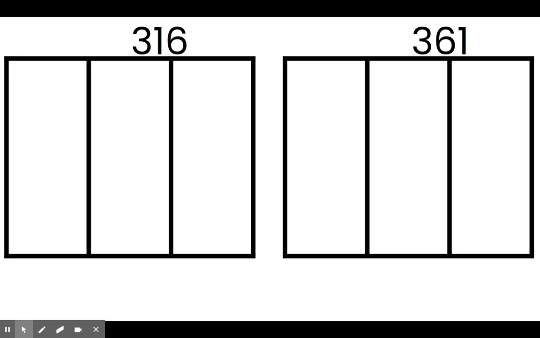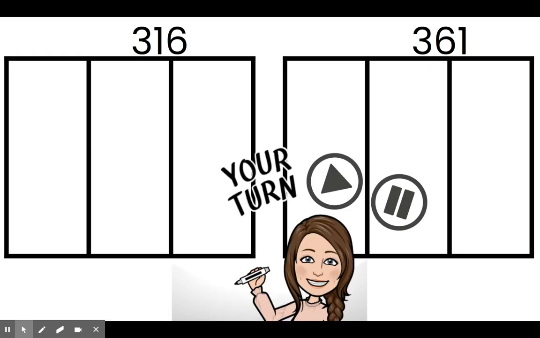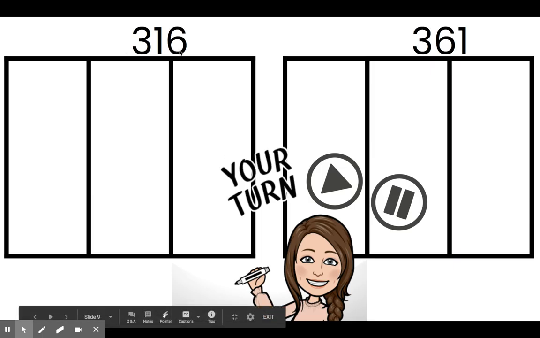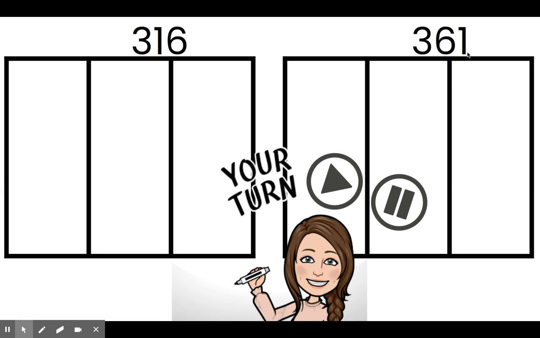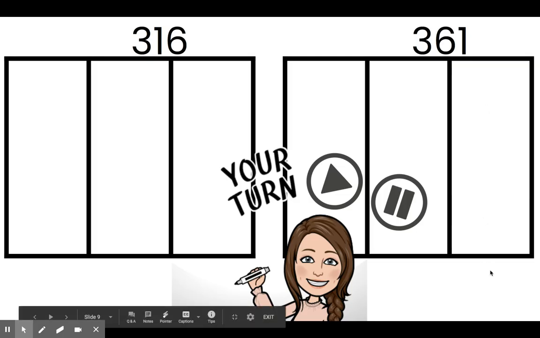Here are two place value charts. You're going to take a turn. I want you to represent 316 with place value discs, and I want you to represent 361 with place value discs. On your whiteboard, draw 316 and 361 using place value discs. When you're finished and ready to keep going, press play.